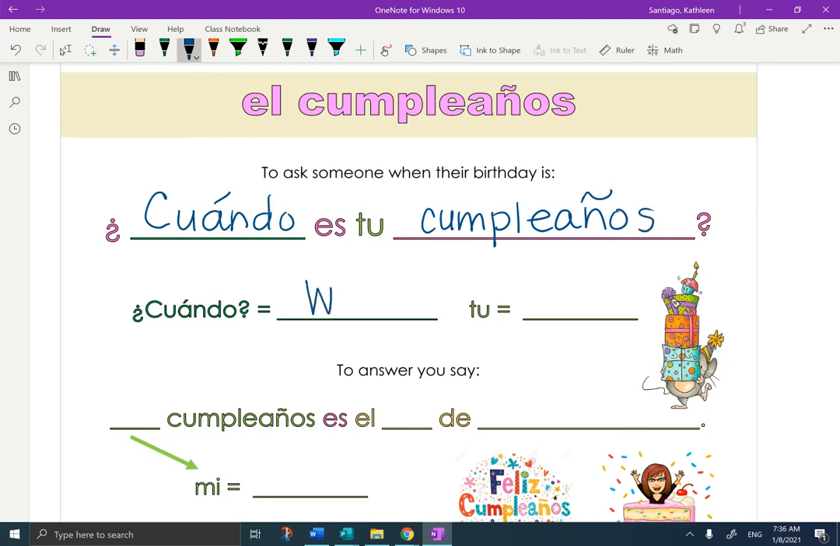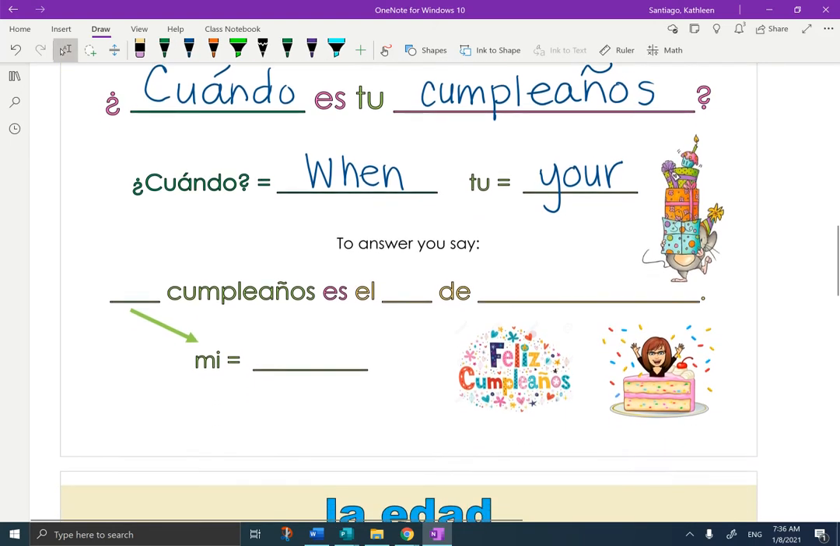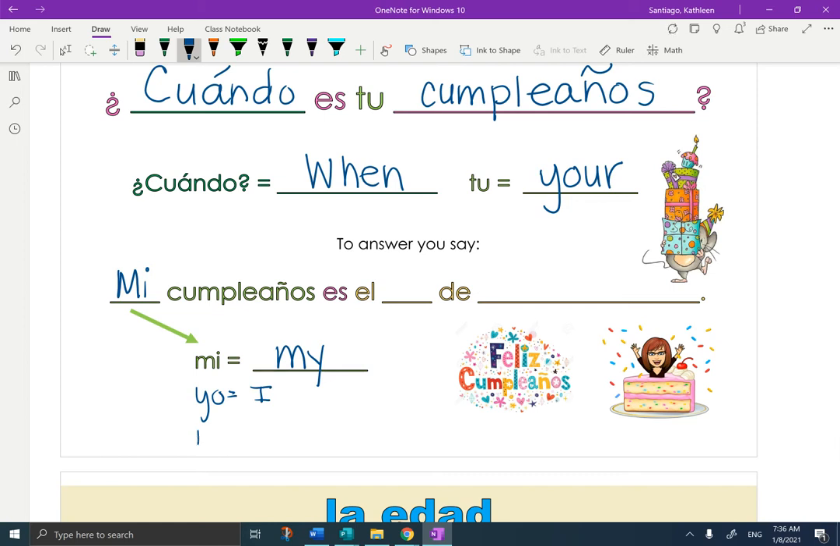¿Cuándo is the question word when, as we break it down to understand it. Tu is the possessive your. When is your birthday? To answer, you're going to own it, and you're going to start with mi. Mi means my. Remember, yo is I, and me is myself, or me.